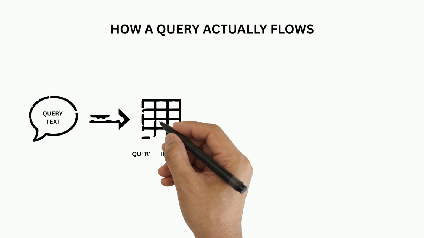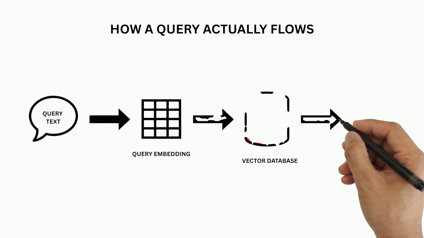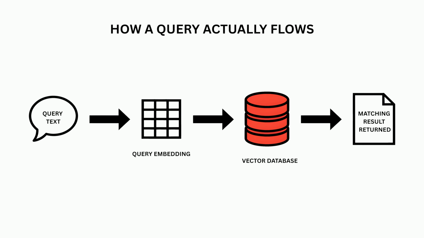End to end, a query looks like this. Your search text gets converted into an embedding using the same model that built the stored vectors. That query vector gets compared against the index inside the vector database, and the closest matches come back, each one pointing to its original piece of content. Same embedding step from last video, just running at query time instead of storage time.